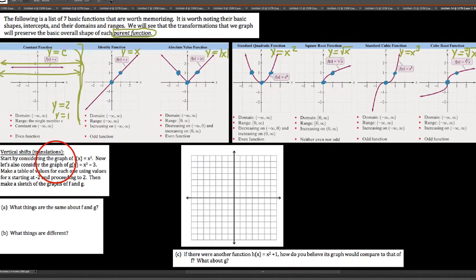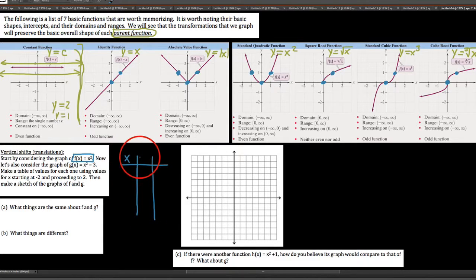So let's look at vertical translations or vertical shifts. And what I want to do is basically start by considering the graph of f of x equals x squared. This is our parent quadratic function. And so we're going to consider it, and also g of x equals x squared minus 3. So in order to graph these, what I'm going to suggest is we do make a table.